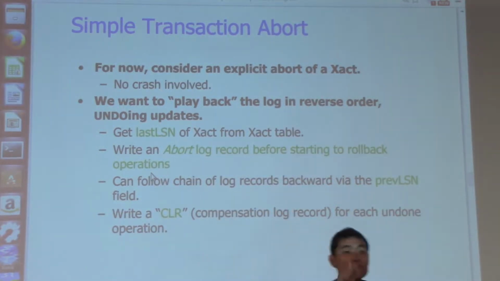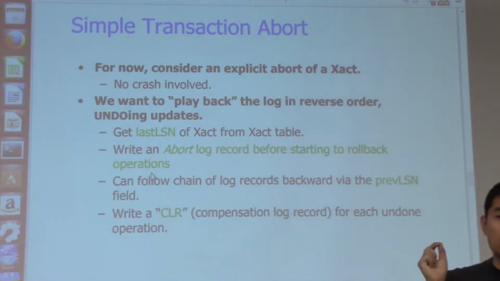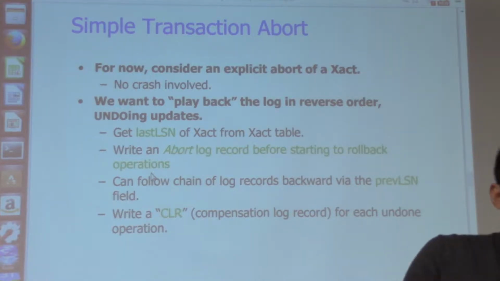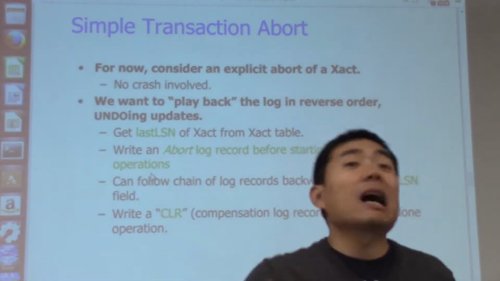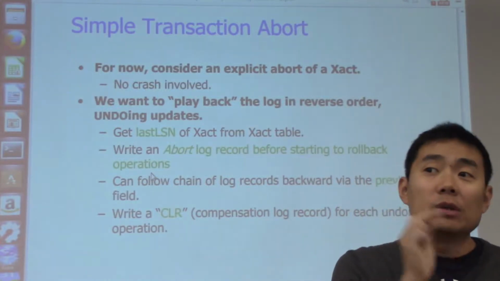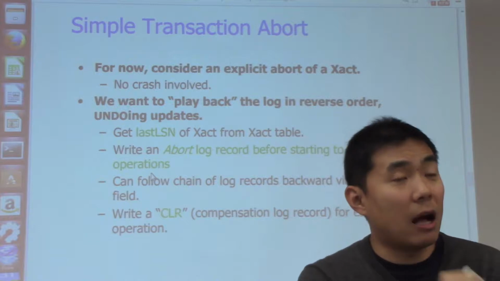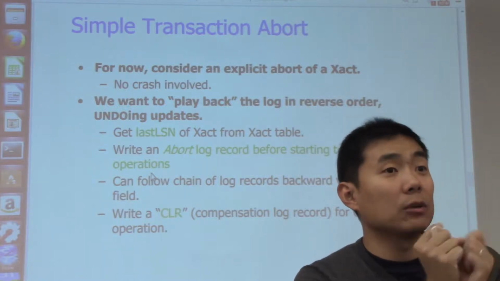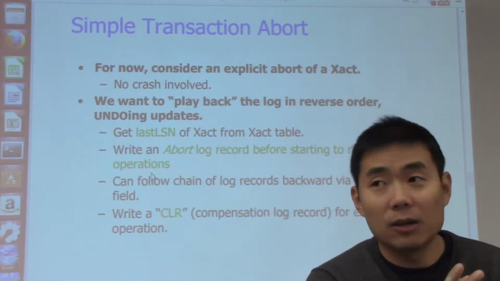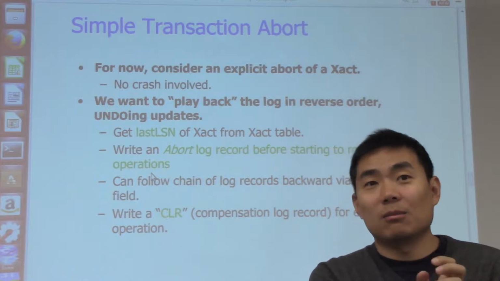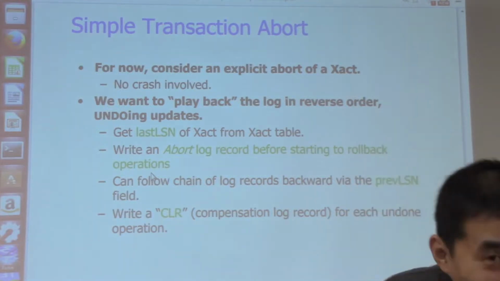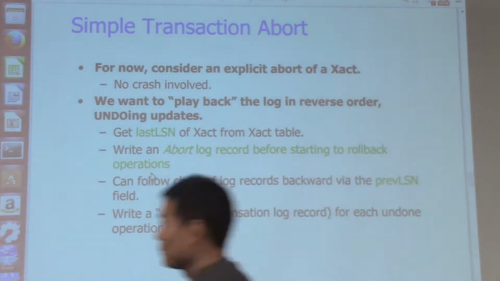So for every undo operation, you produce a CLR, compensation log record. Which means later on, when you see a CLR, you need to redo the CLR, but do you undo the CLR? You don't. Because undoing a CLR means undoing the undo. That's bad. Undo means you didn't do anything. Right?